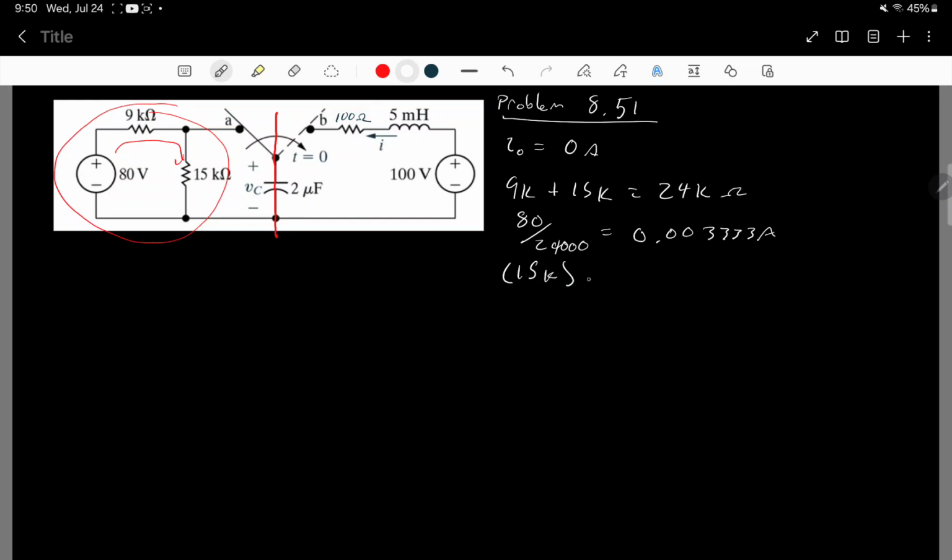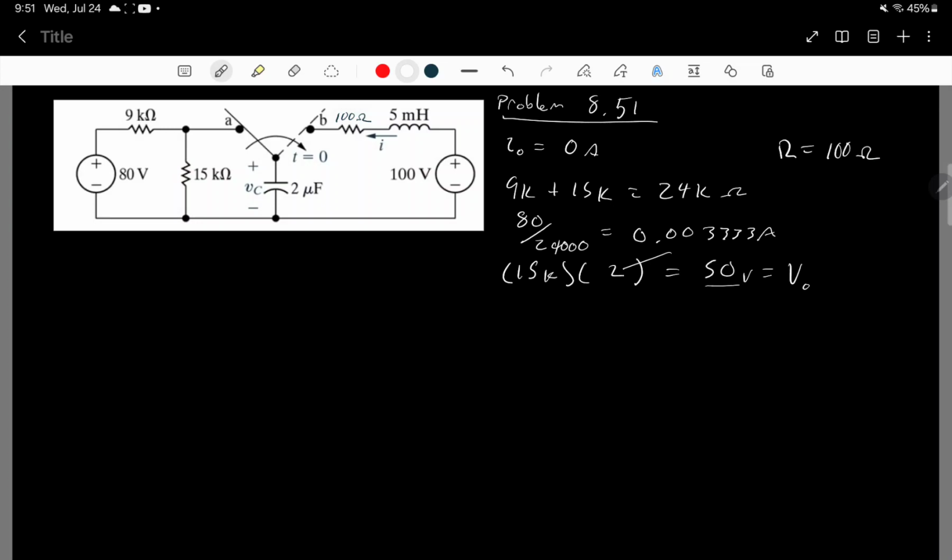Now 15 kilo ohms times this current is going to be 50. And because the capacitor and the 15 kilo ohm resistor are in parallel, the voltage drop across them will be the same. So that means we know that initially our capacitor is going to have 50 volts across it. So that's our other important initial condition. And we know that the resistance for our series RLC circuit is 100 ohms. We've got that.